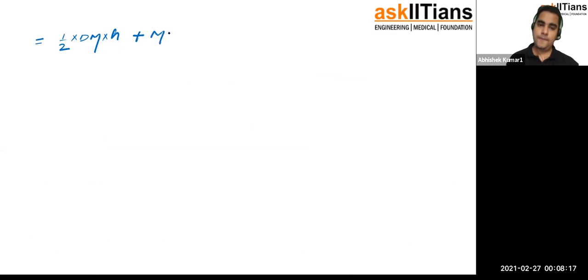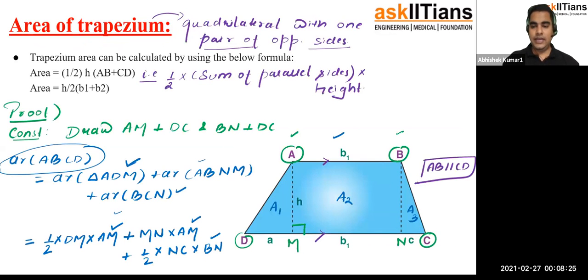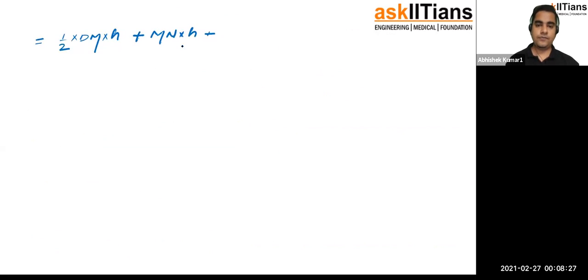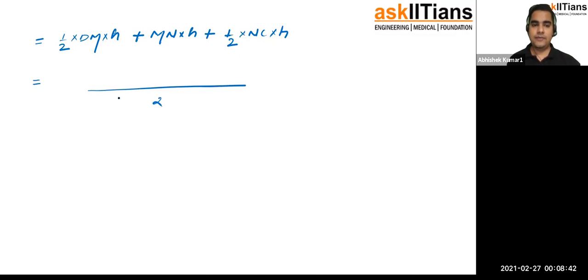You will have MN into H, plus you will have 1 by 2 NC into H. You will have 1 by 2 into NC into H, right? Now what can be done? You can first take 2 as an LCM, and after that you can take h by 2 common. So if I take 2 as an LCM here, what will I get? I will be getting DM into h, added to MN into 2h, plus you will have here NC into h.